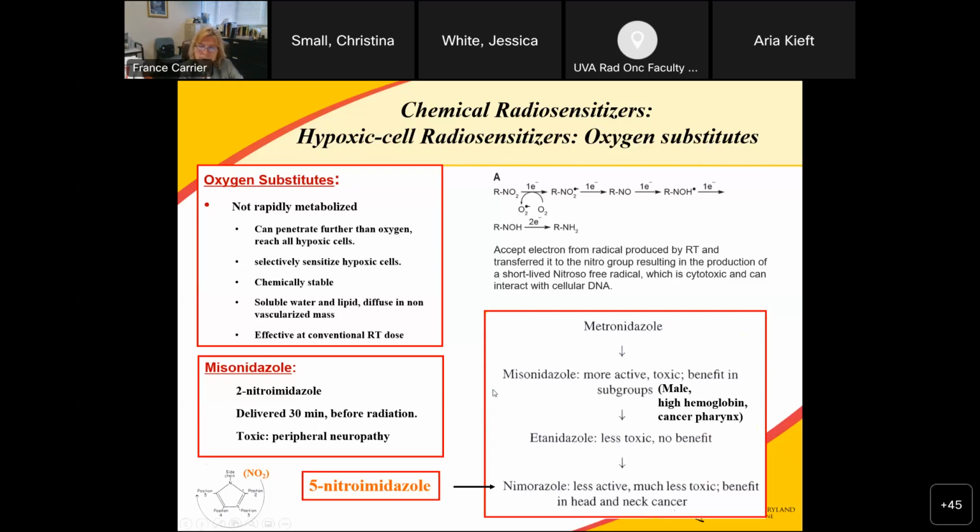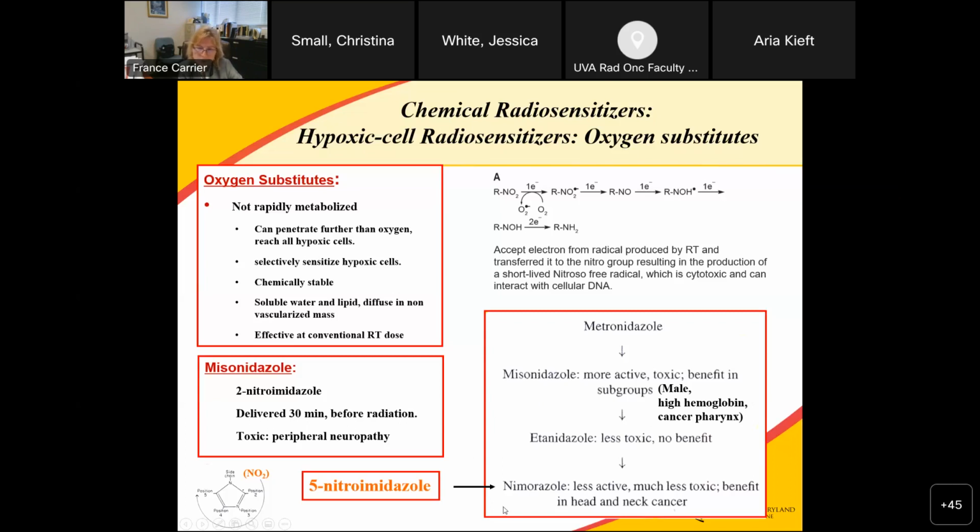So this misonidazole was pretty active in sensitizing the tumor cells. The problem with that is it's fairly toxic. But there are some clinical trials that have been done, and there is some benefit that has been shown with this, especially in the male population, if they have a high level of hemoglobin, and in some types of cancer variants. Another molecule in the same family that has been developed was etanidazole. That was less toxic, but there was no clinical benefit with this one.